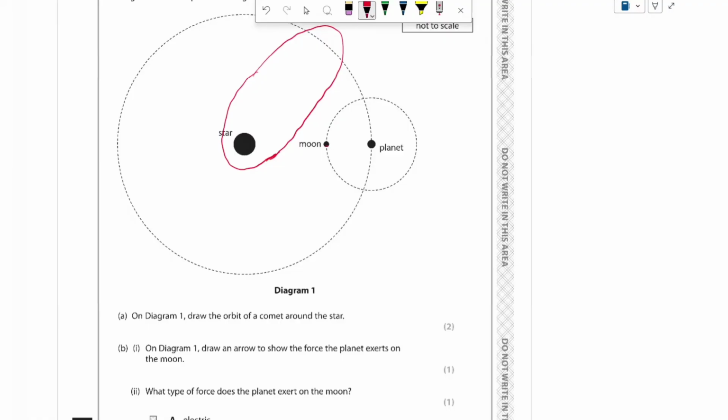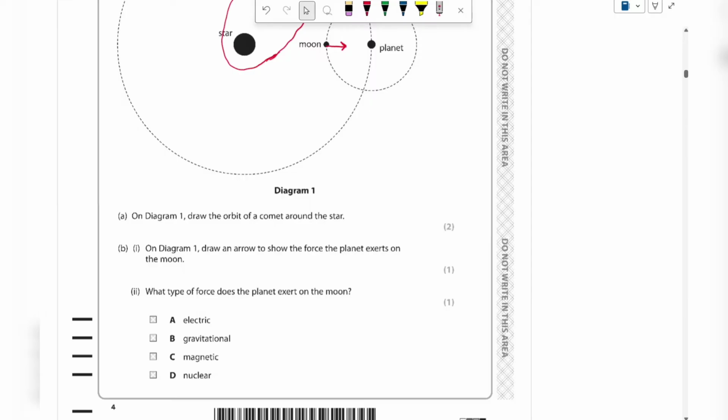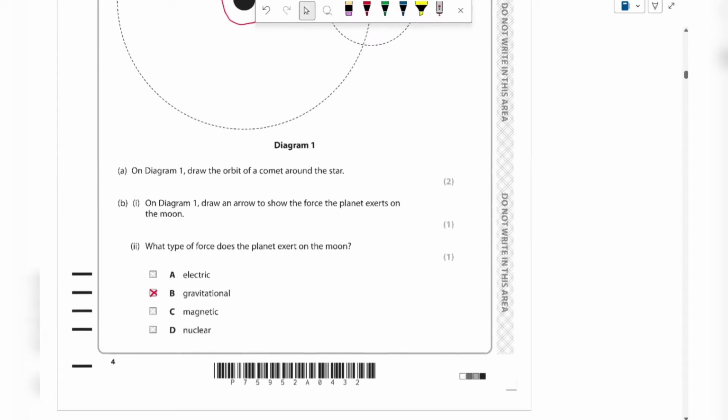Draw an arrow to show the force the planet exerts on the moon. So on the moon, directly towards the planet. This is a gravitational force.